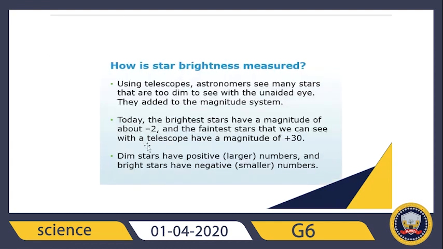So dim stars have positive or larger numbers, and bright stars have negative or smaller numbers. So if you want to be brighter than the brightest star, which has a value equal to -2, you should have a magnitude equal to -3.